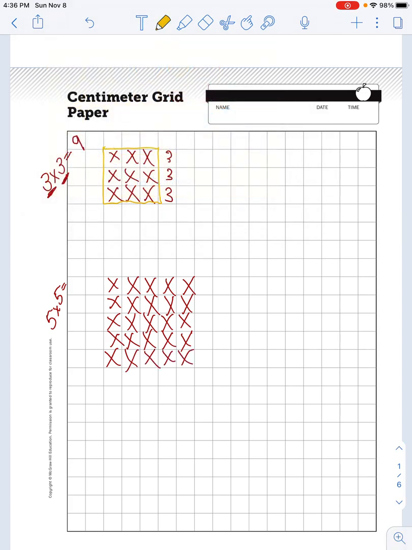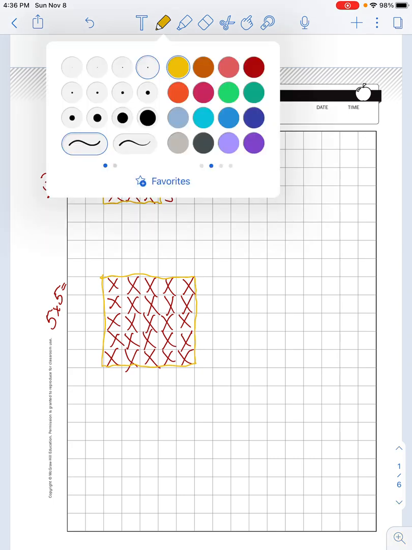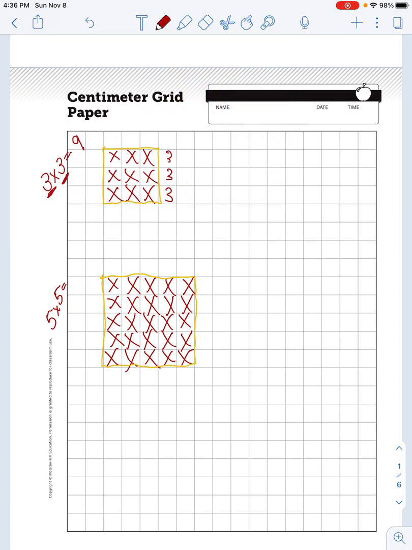Okay, notice here again, I can box in my array perfectly into a square. 5 times 5 is a multiplication square. A strategy that you could use for this, I'm sure all of you know how to count by 5s, so you could use the counting up method of counting by 5. So 5, 10, 15, 20, 25. 5 times 5 equals 25.